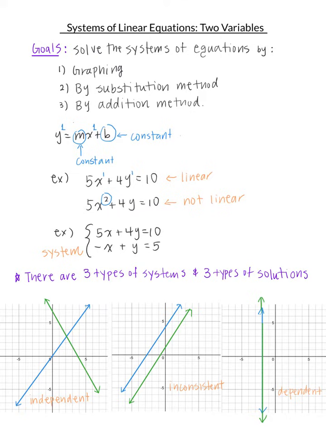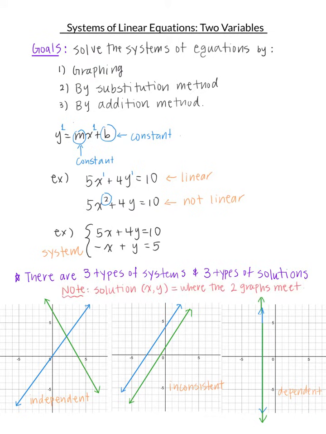So here are your 3 choices. First one, the 2 lines actually intersect. The second case is that the 2 lines are parallel. And the third case is that the 2 lines are exactly the same. They're going to overlap each other. Now, each system has a name. If it intersects at some point, that's called an independent system. If the 2 lines are parallel, we call that an inconsistent system. And if it overlaps, that's called a dependent system.